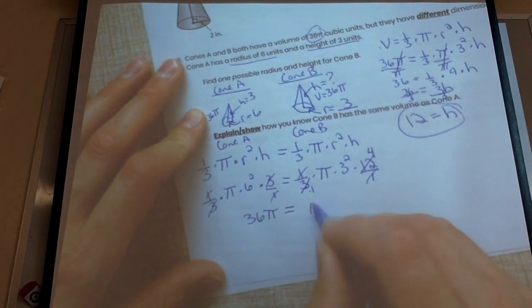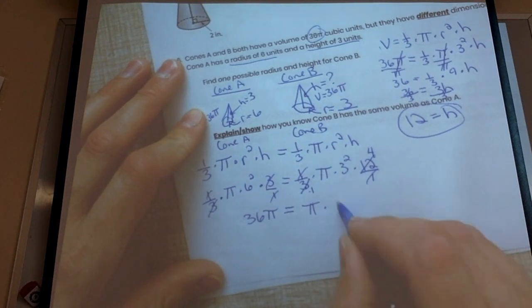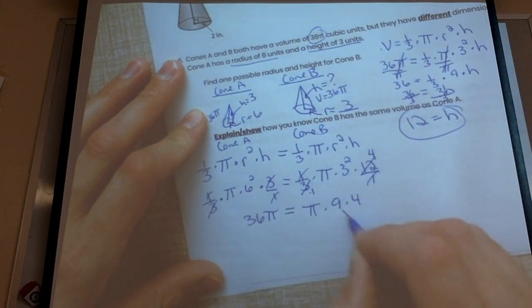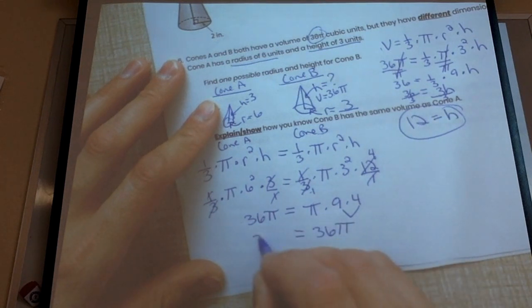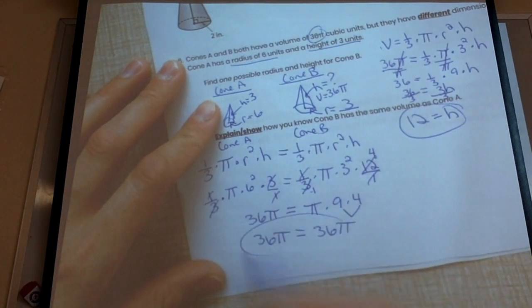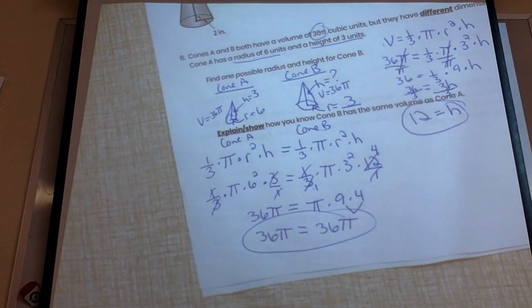So it's going to be pi times 3 squared is 9 times 4. 9 times 4 is 36, and then we have 36 pi equals 36 pi. Yes, it works out on both sides.